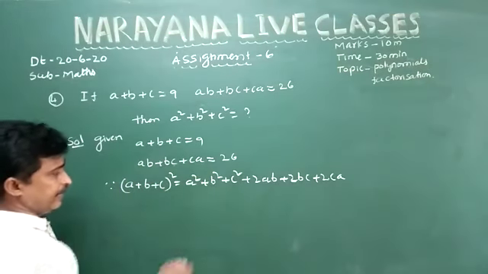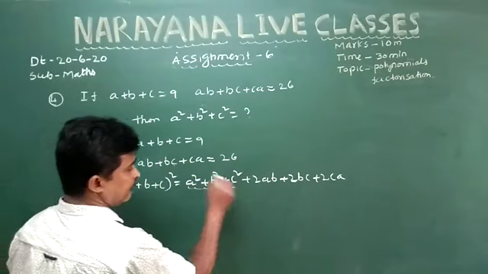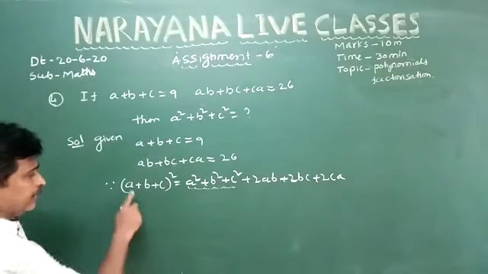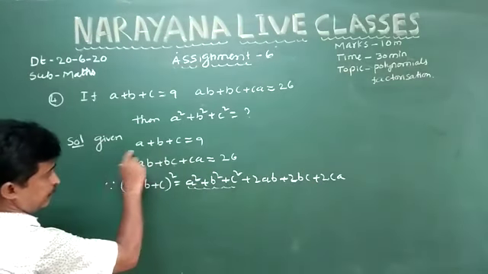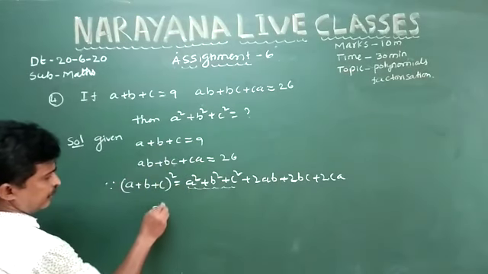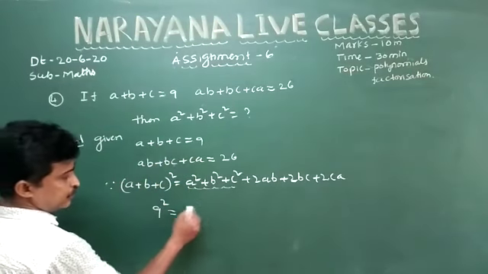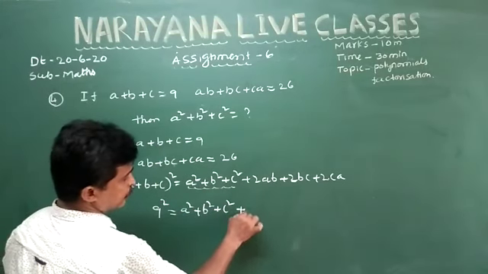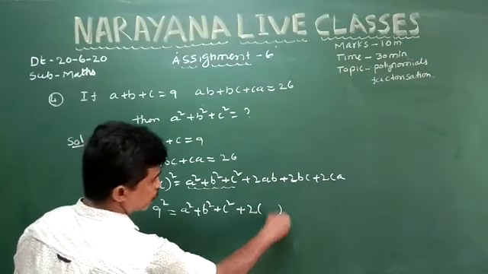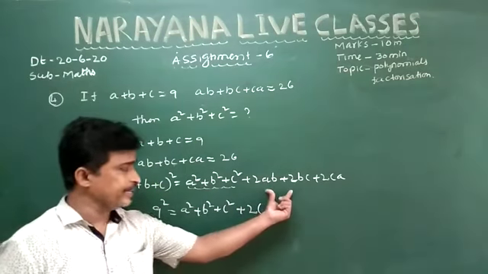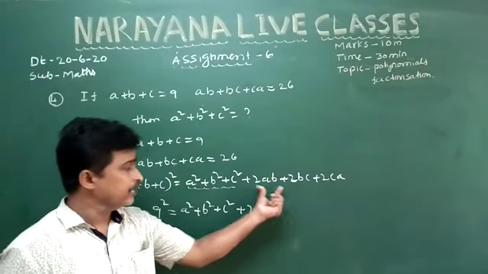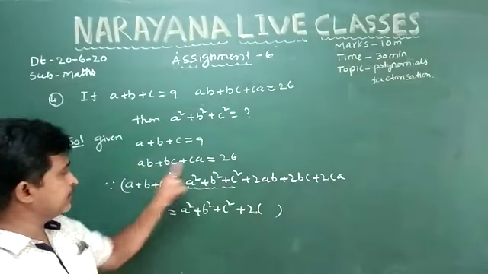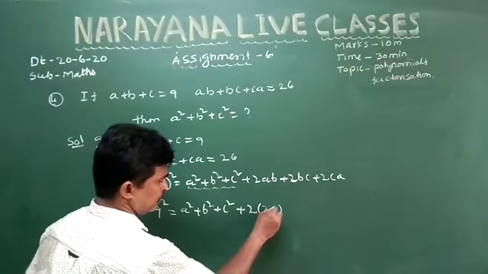So here I find this value. Given a plus b plus c is equal to 9. Write 9 square is equal to a square plus b square plus c square plus 2 common. If 2 is common, the remaining is ab plus bc plus ca. The value of ab plus bc plus ca is equal to 26.